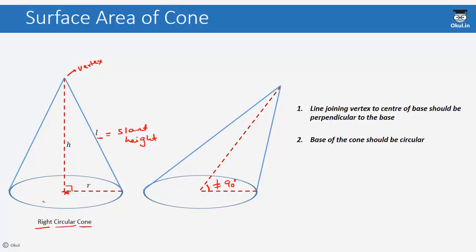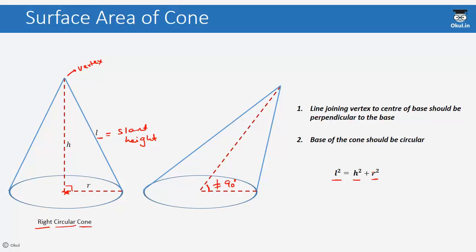According to condition 2, the base of the cone should be circular. So yes, the base of the cone is circular. So these two conditions are satisfied, therefore it is a right circular cone. Now we see that this is a right angled triangle which has a perpendicular edge h, a base radius r, and a hypotenuse L. So we can apply the Pythagoras theorem to this triangle. According to that, L square, that is hypotenuse square, is equal to base square plus perpendicular square, so h square plus r square.